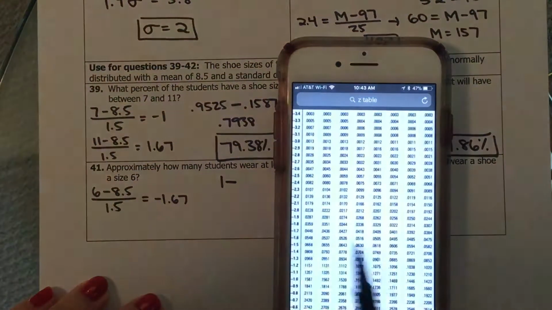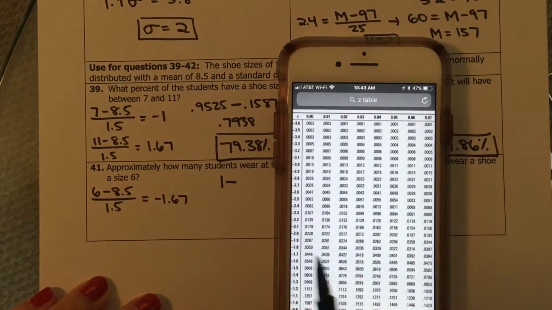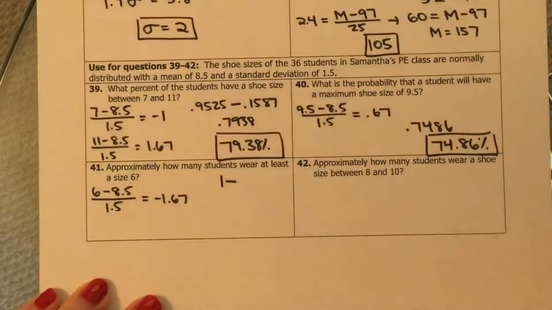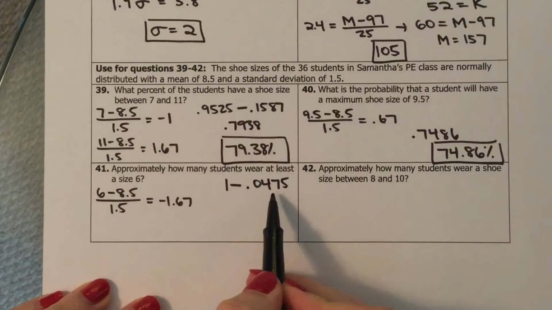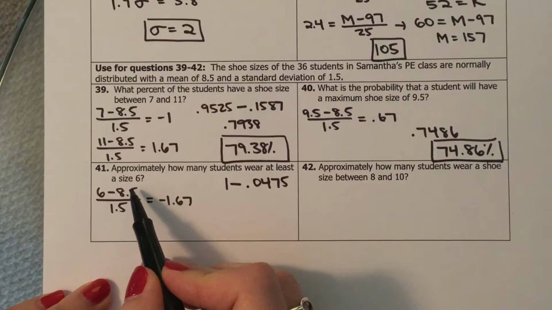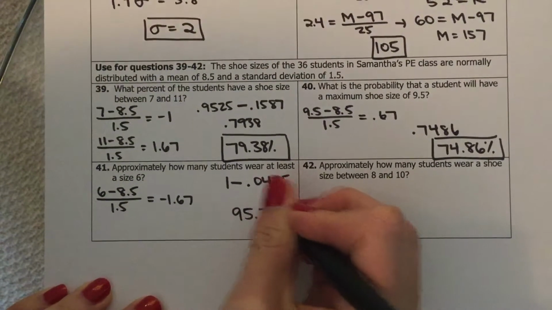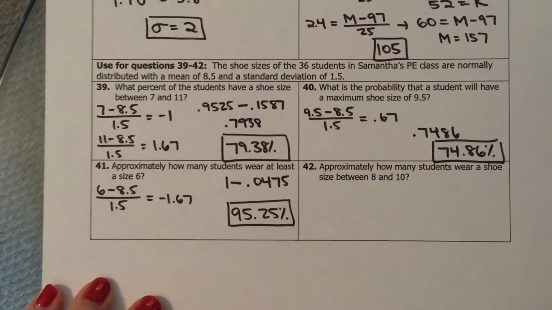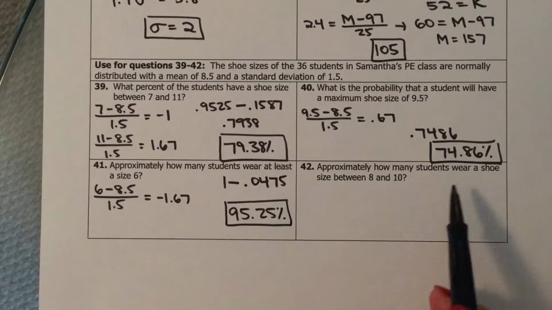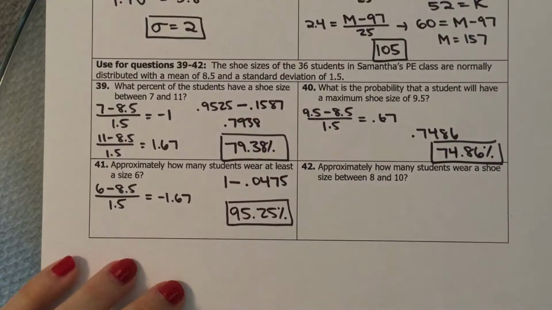So to the left of 1.67, okay, so here's the 0.7, so 1.6, so that's this value right here, 0.0475. Okay, so 4.75% wear less than a size 6, so more than a size 6 would be 95.25%. So just subtracting from 100%. And then 42, in between two values, how many students wear a shoe size between 8 and 10? So find each z-score, and then we'll figure out what's in between.